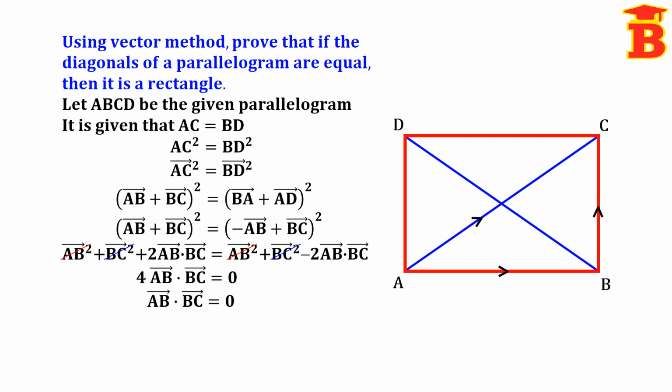If the dot product is 0, then the vectors are perpendicular. So this implies AB vector is perpendicular to BC vector. Now see the diagram. If AB is perpendicular to BC, that means this angle is 90 degrees. So if one angle is 90 degrees, then ABCD is a rectangle. So that is what we have to prove.